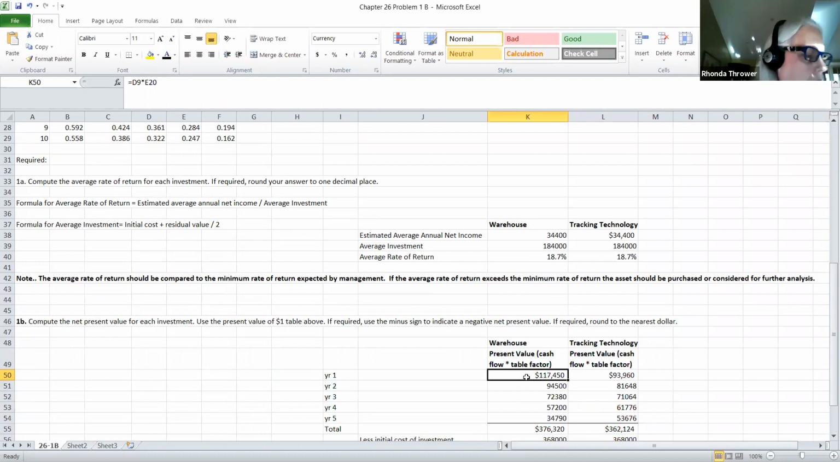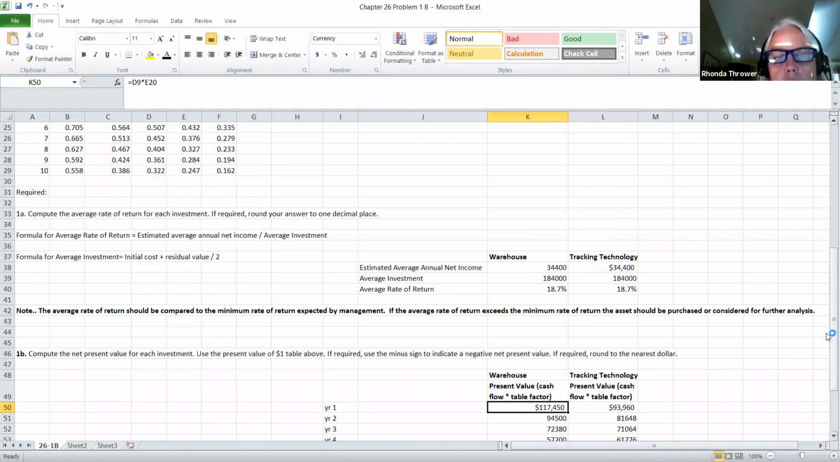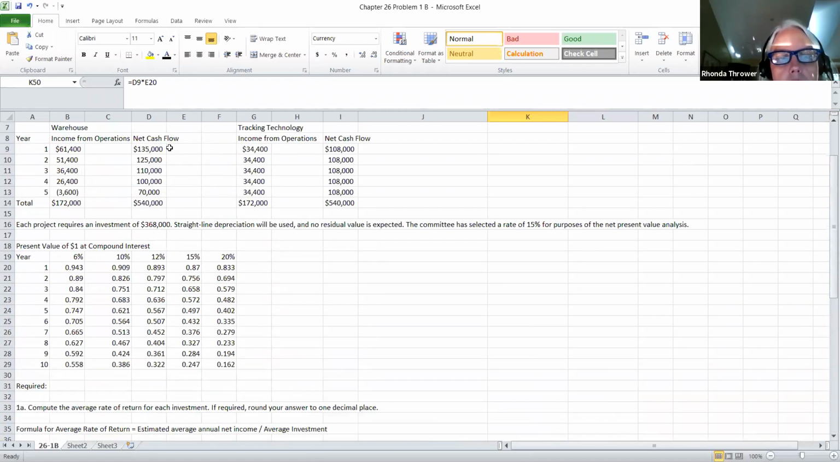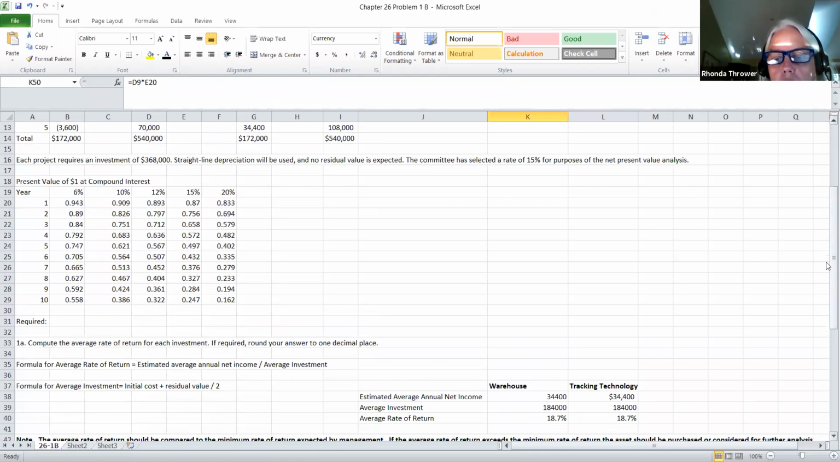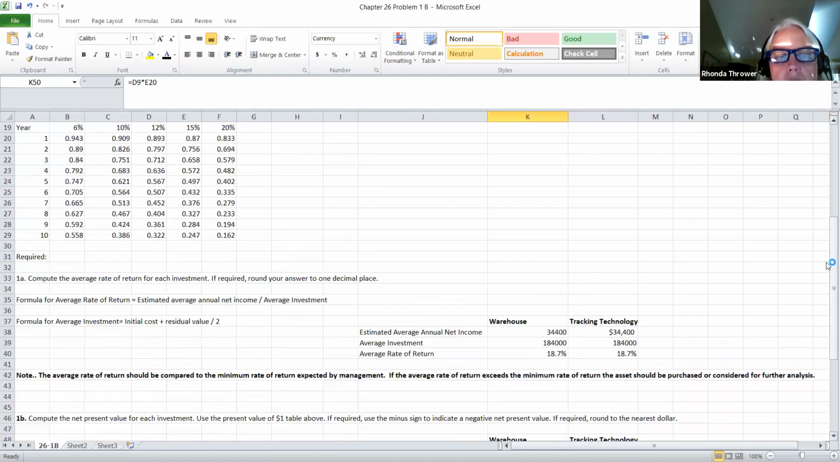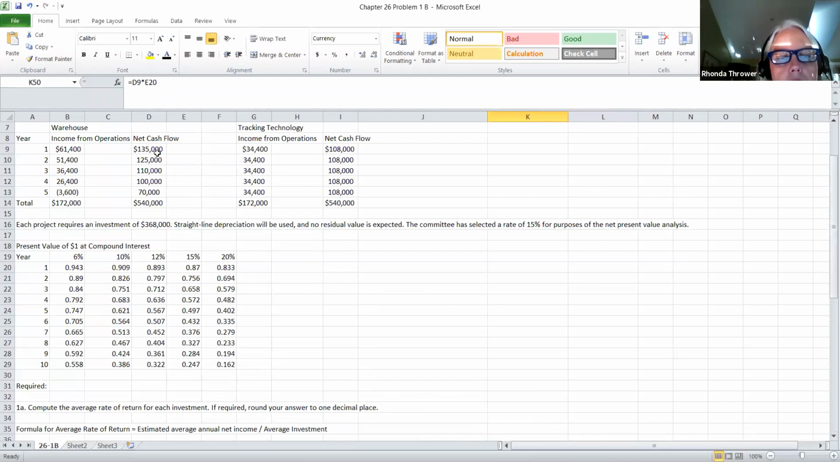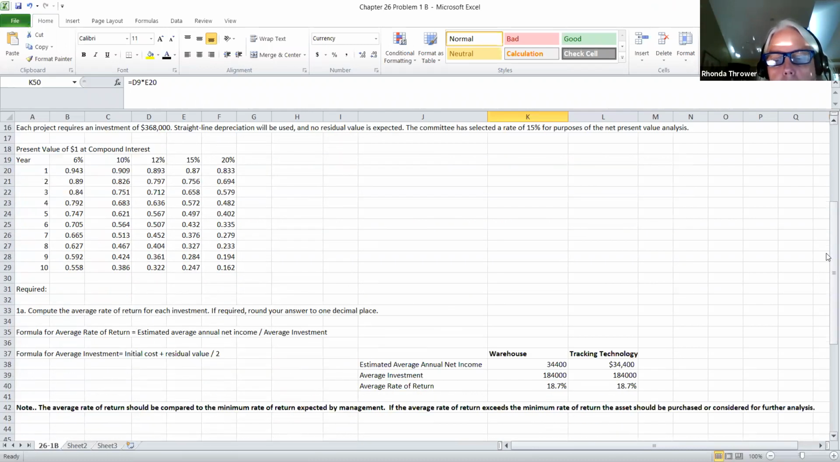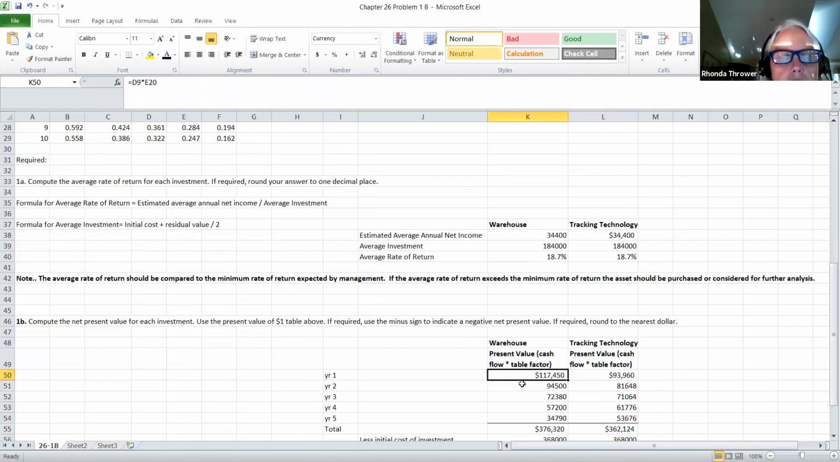Now, what present value means is that $1 today is worth more than $1 tomorrow. So if we're expecting to get the cash flows in the future, what they're doing is converting the cash flow that we're going to get of 135,000 to what it would be worth today. We're applying the present value to that. So the present value of 135,000 in year 1 is 117,450.